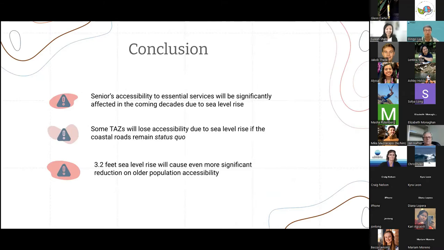So here's the conclusion. Accessibility to essential services will be significantly affected in the coming decades. A 1.1 feet sea level rise, according to the IPCC projection, will happen in the year 2050, so it will happen very shortly. Some TAZs will lose accessibility due to sea level rise if the coastal roads remain status quo. And a 3.2 feet sea level rise will cause an even more significant reduction in older population accessibility, as the map shows.